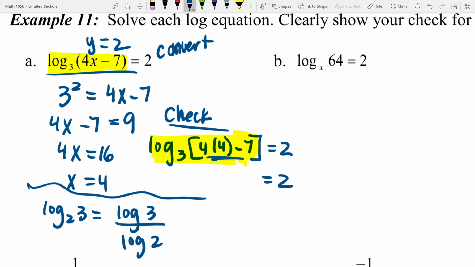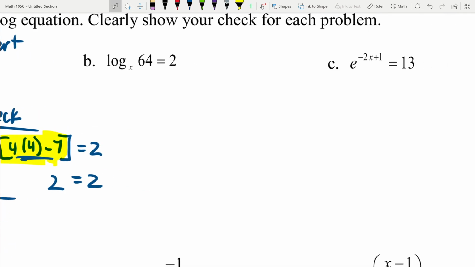Everybody hit enter. I got 2 equals 2. The problem checks out great. My answer is x equals 4. Okay, who says gotcha? Let's see. Okay, here's another one. We're stuck.